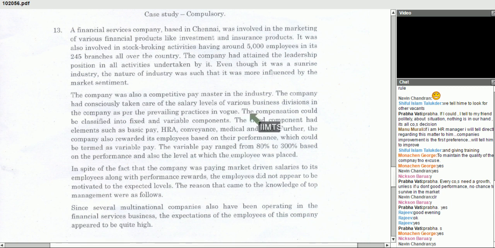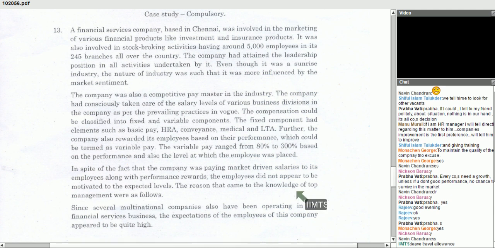LTA means leave travel allowance for vacations. Leave travel allowance. Right. So these come under the fixed component.